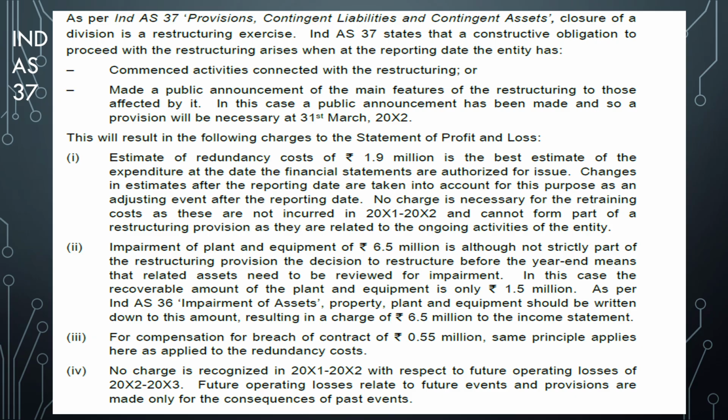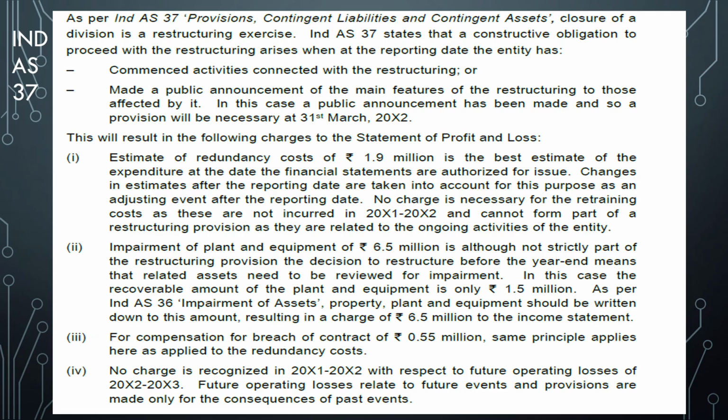So the following thing you have to do: if you see, like I was mentioning about the retraining cost, no charge is necessary for the retraining expenses as these are not incurred for the particular current period, but the estimate of redundancy cost of 1.9 million is the best estimate of the expenditure, so they are authorized for that. So no treatment to be given for the retraining expenses, and the impairment of plant and equipment of 6.5 million is not strictly part of the restructuring, and in this case the recoverable amount is only 1.5 million.